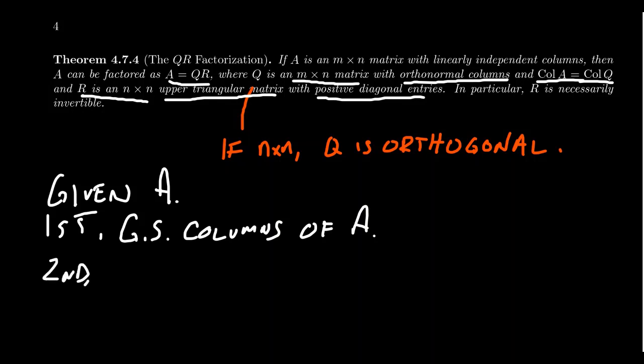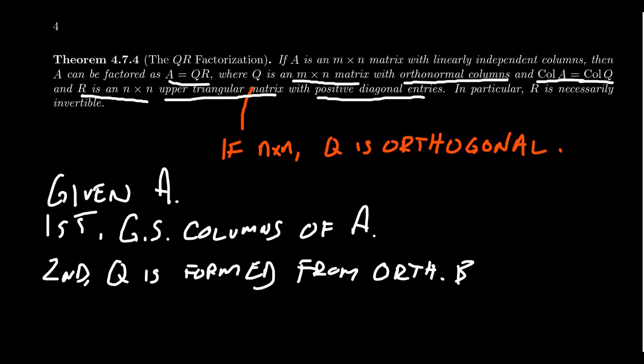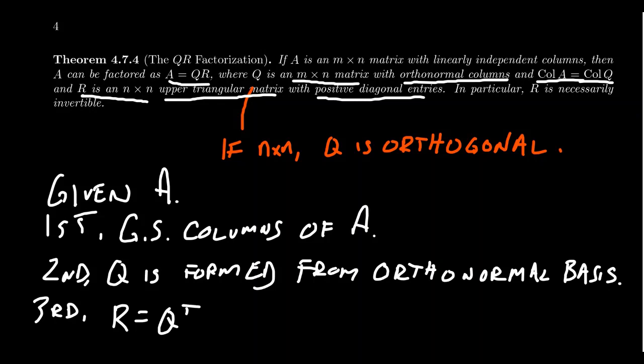The second step here is Q is formed from this orthogonal basis, I should say, this orthonormal basis that you just constructed. Maybe I should specify in our description that we do want it to be orthonormal. The columns of Q are going to come from this basis right here. And so once Q is in hand, it turns out R is pretty easy to compute. To compute R, all you have to do is take R equal to Q transpose A.